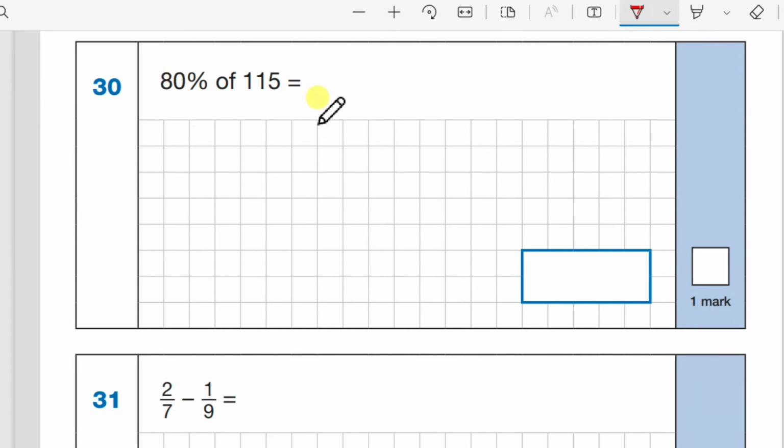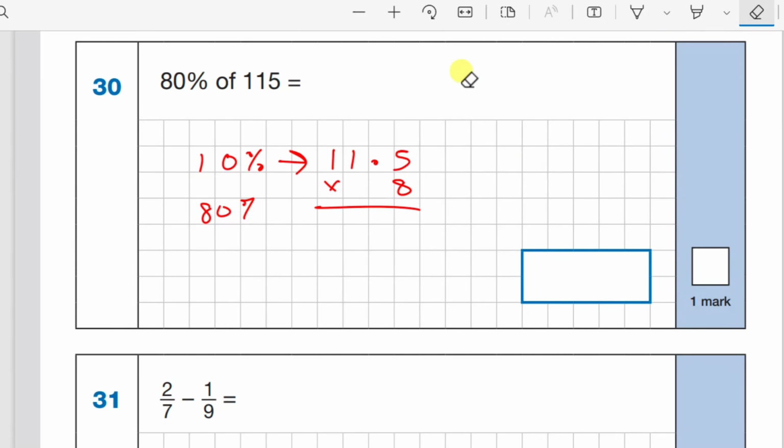80% of 115. Well, as always, you should always find 10%. So divide this by 10. Because it's not a 0, you could just put a decimal place, so 11.5. And then to get 80%, you need to times your answer by 8 because it's 8 times bigger. 10 is 8. 80 is 8 times bigger than 10. So let's do it. We've got 11.5 times 8. Yep. This will give us 80%.